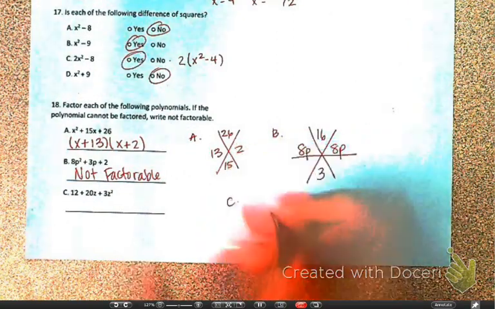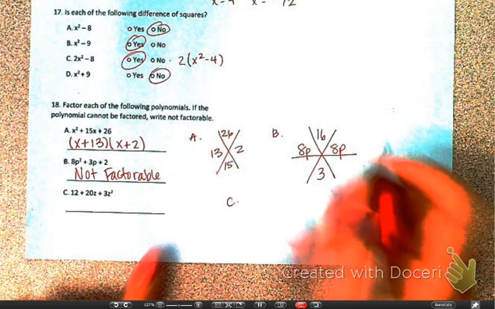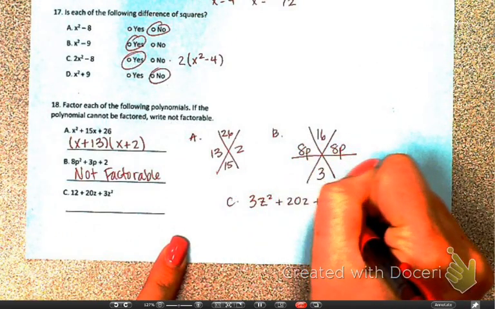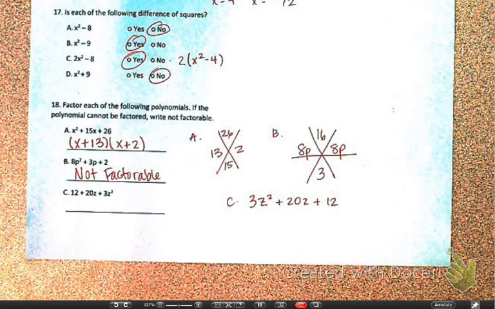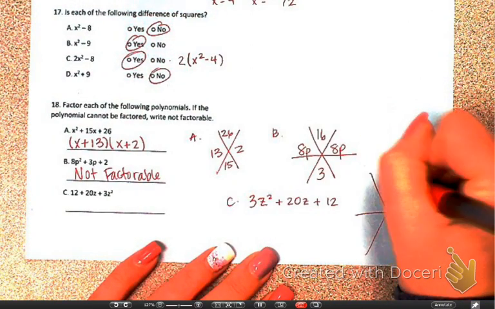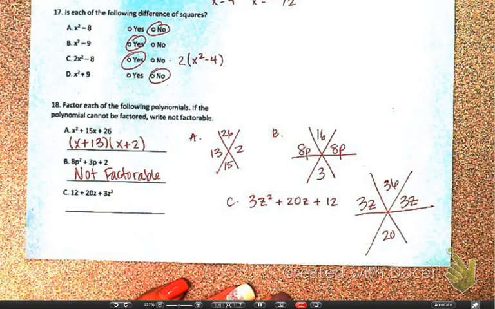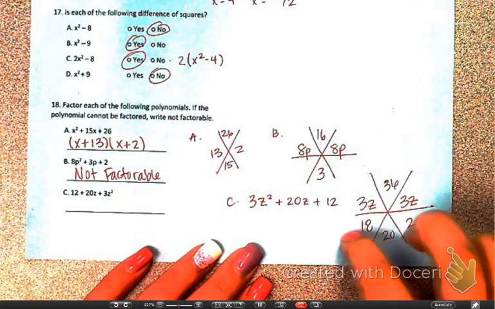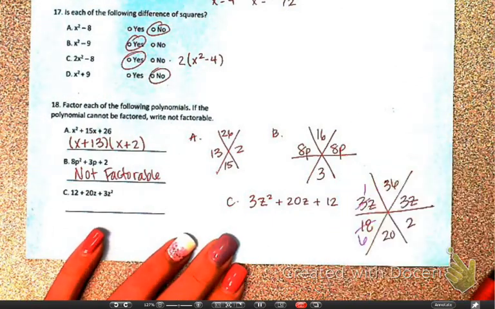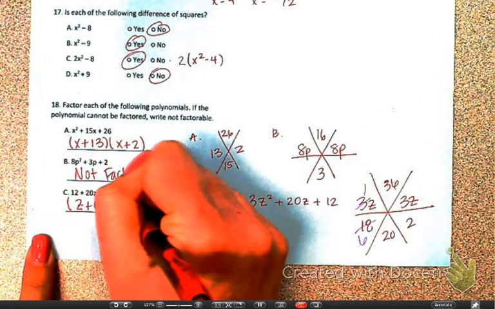Part C. Do you see anything wrong with part C? Not in standard form. So it should be 3z squared plus 20z plus 12. Make sure it's in standard form. Do I have a GCF? No. Super X, so what's that? 36 and 20. 18 times 2? 18 times 2 is 36. 18 plus 2 is 20. I can reduce. So I'm left with z plus 6 and 3z plus 2.